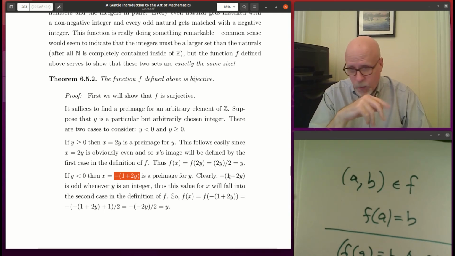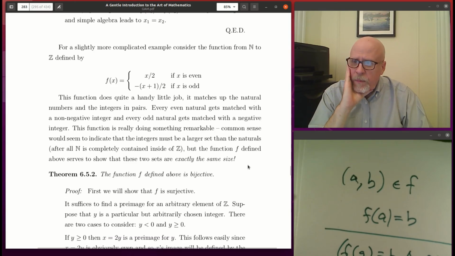2Y is even, add 1, that's odd. If it's negative, that doesn't change even or oddness. So it's odd, and that means you're going to be using the second case. Well, look back at here. That's this more complicated formula.